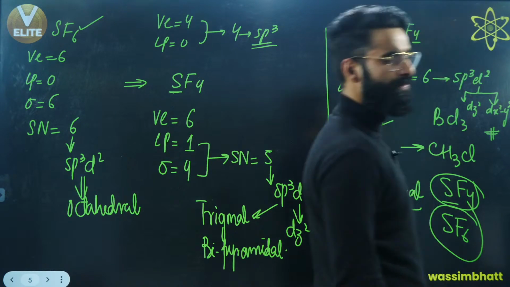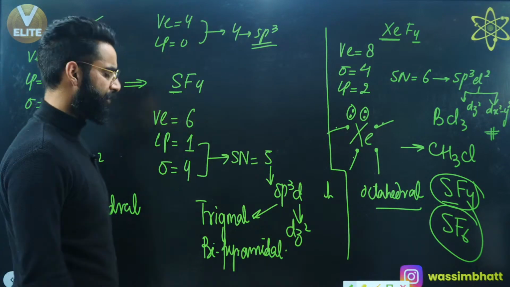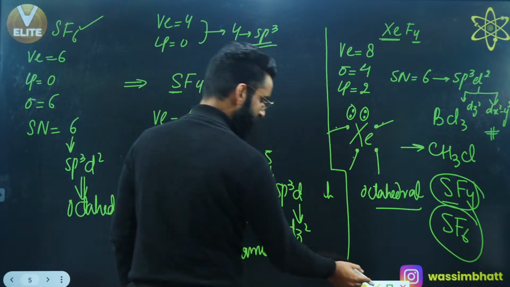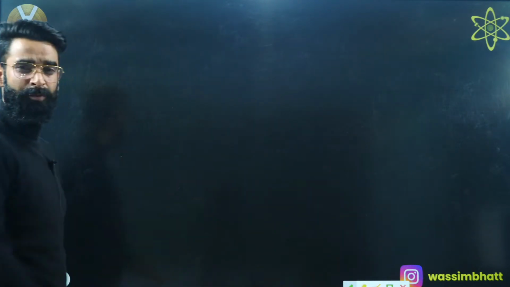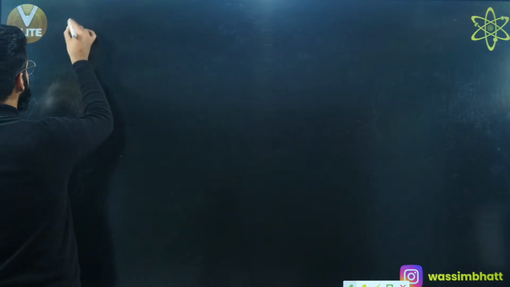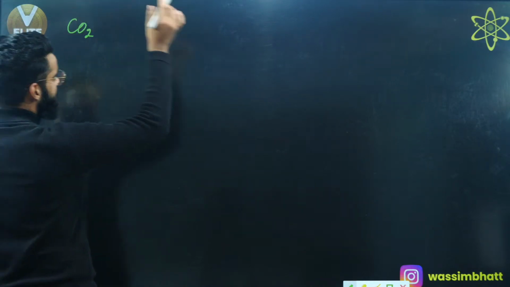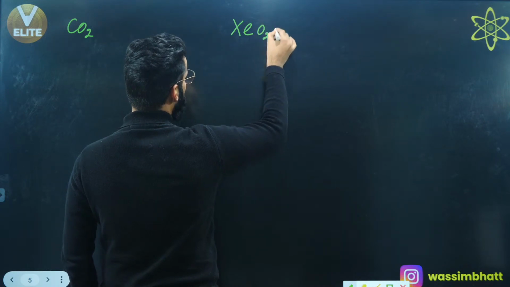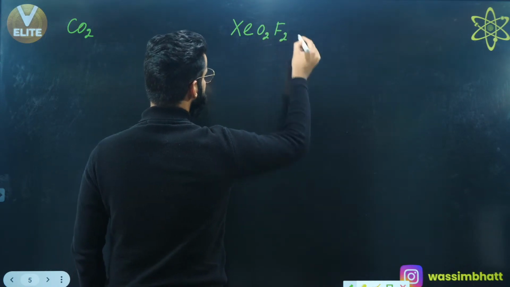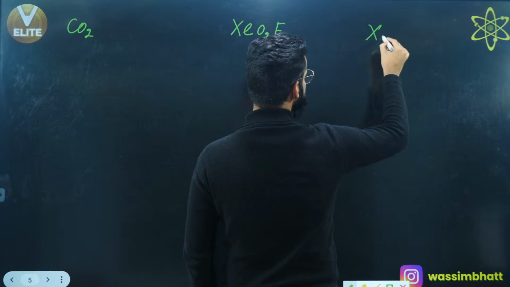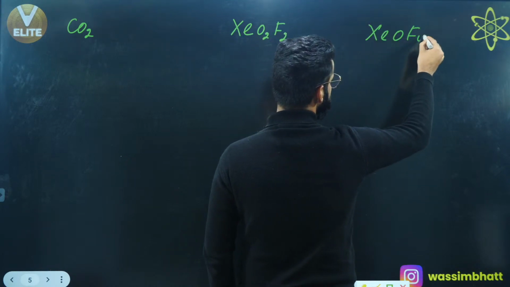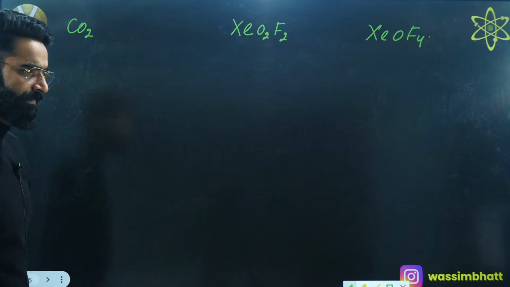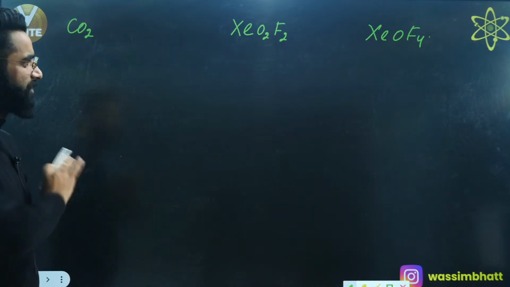Now let me give you a few more important cases where a pi bond gets formed. For example, if I take the case of carbon dioxide, XeO2F2, and XeOF4, these are some molecules which I'm taking over here. Let's have a look at what happens to hybridization in these molecules.